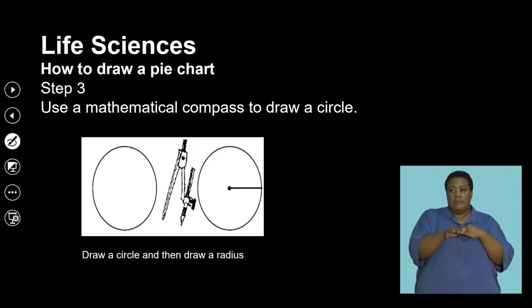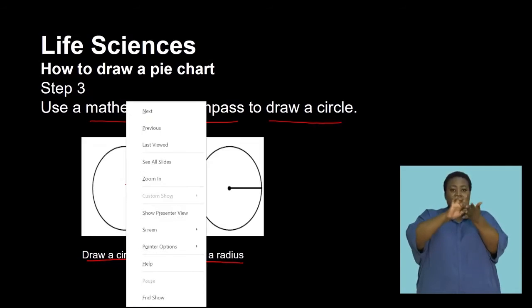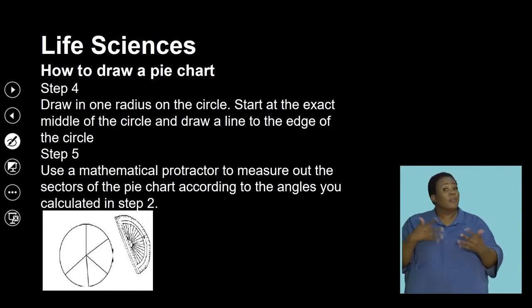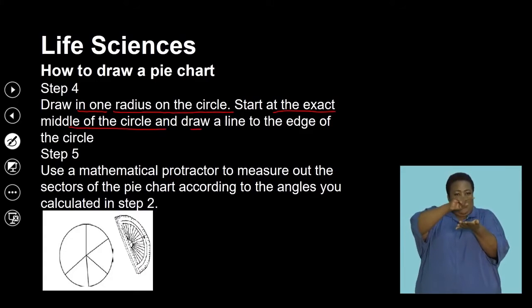The next step is to use your mathematical compass to draw a circle. So you're going to have to draw a circle, generally using pencil, and then draw the radius from the center. Once you've drawn your circle, identify the center and draw the radius, as indicated here. What happens next? You then need to draw in one radius in the circle, and you start at the exact middle of that circle, drawing a line to the edge, as I've indicated here.